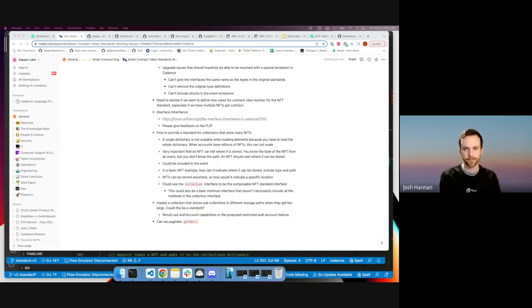Anyone can say that they accept a resource that implements the non-fungible token or the NFT interface. So even if an NFT says it wants to be stored in a specific collection type, you can't enforce that it actually is. And that's what makes that composability. I mean, that's why we use blockchain, so that you can store these anywhere.